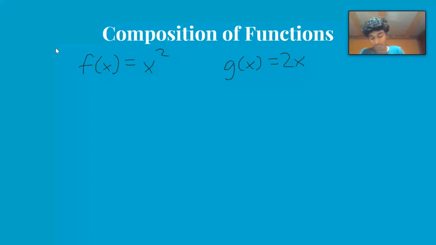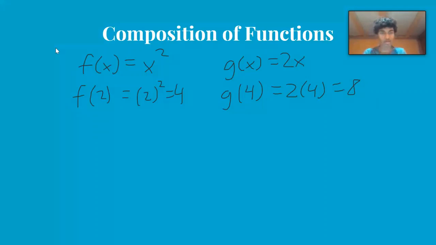Like, for example, f of 2. Since we're replacing x with 2, we have to replace all instances of x with 2 in our function. Right? 2 squared, which is 4. And similarly for g of x, if you wanted to evaluate g of 4, so just 2 times 4, which is 8. Right? We know how to do this.